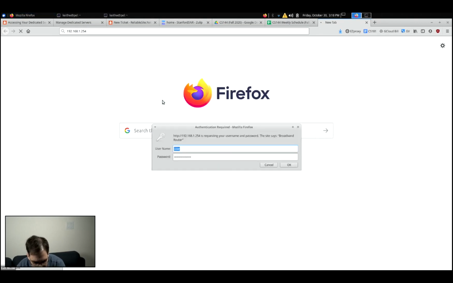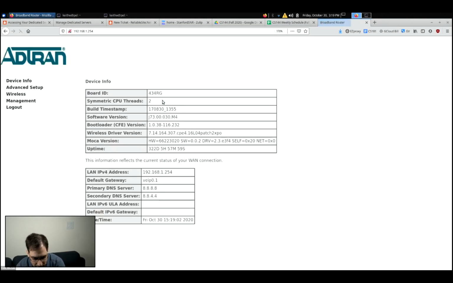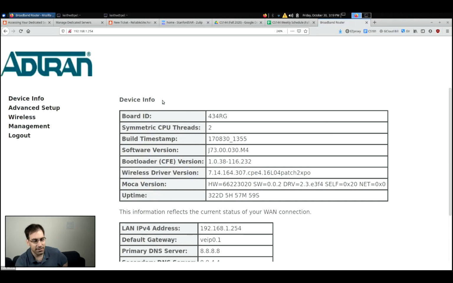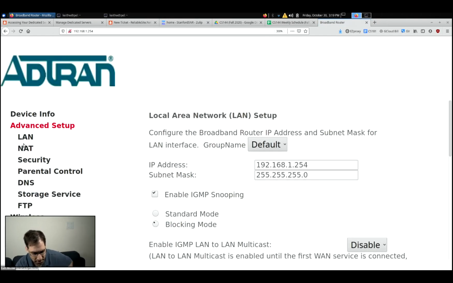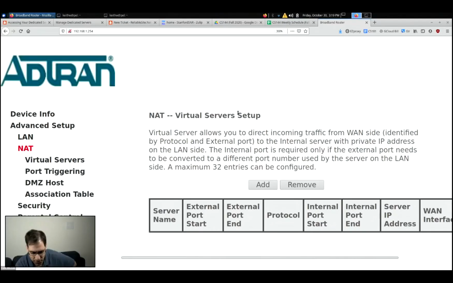So it asks me for my username and password, and then here's my NAT, Adtran, etc. And I guess I go to advanced setup. Here's the setting for NAT. Can you all read this? I'll make it bigger. Yep, we can go to NAT. And then here is NAT virtual servers setup, virtual server.